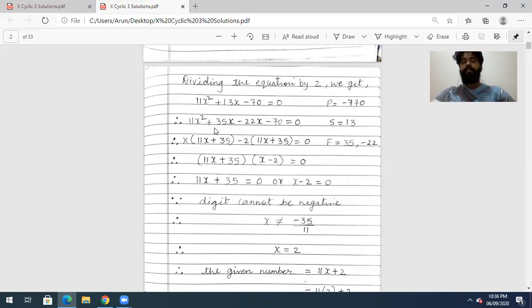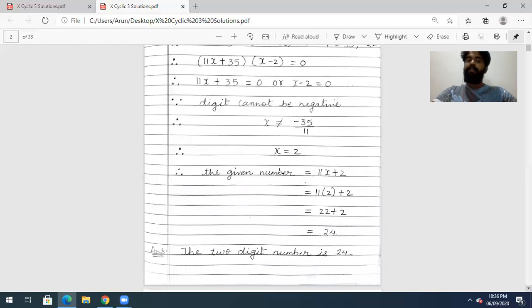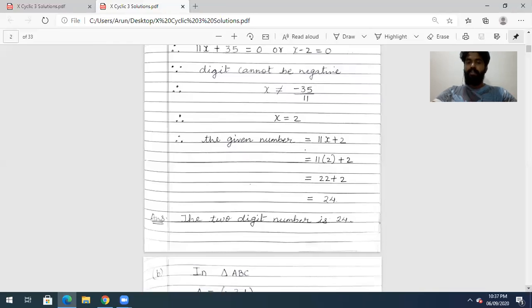Take x common from the first two. So we have x into 11x plus 35, minus 2 into 11x plus 35, when we take minus 2 common from the next two. So we have 11x plus 35 into x minus 2 is equal to 0. So it implies either 11x plus 35 is equal to 0 or x minus 2 is equal to 0. If we take 11x plus 35 as 0, we get x as minus 35 by 11. And since the digit cannot be negative, we will have to take x as 2.